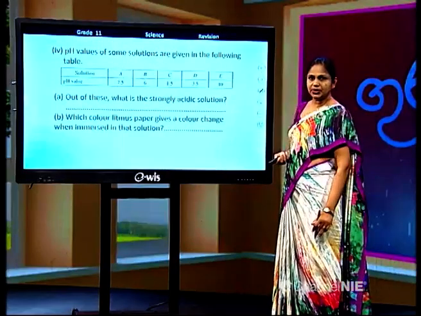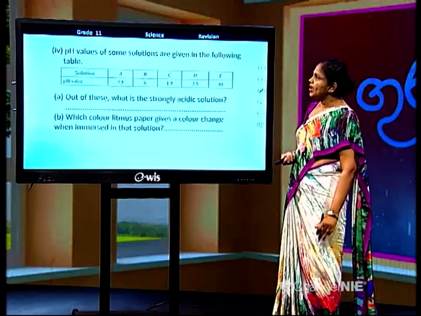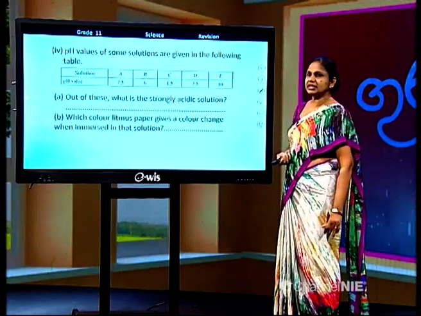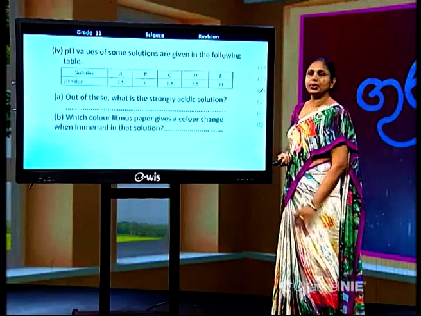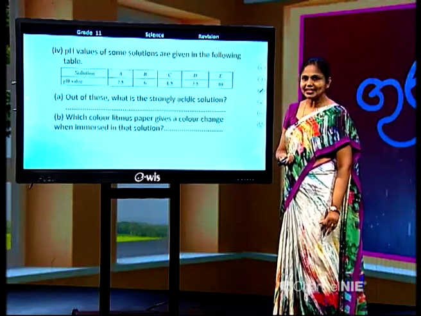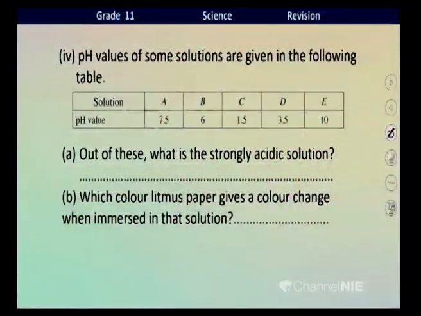Next question, go to the next question. pH values of some solutions are given in the following table, right? Here you can see the pH values are given, children. You know that according to the normal pH chart, it starts from 0 and goes until 14. From 0 to 6, pH numbers are assigned for acids.